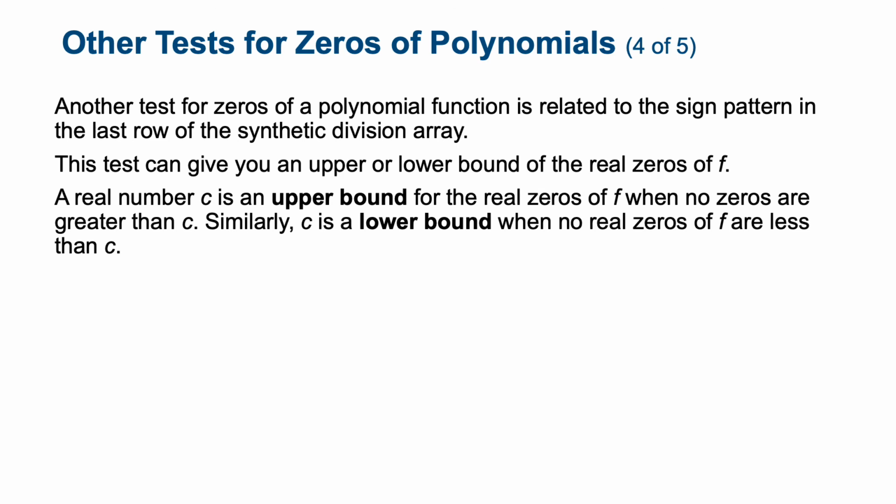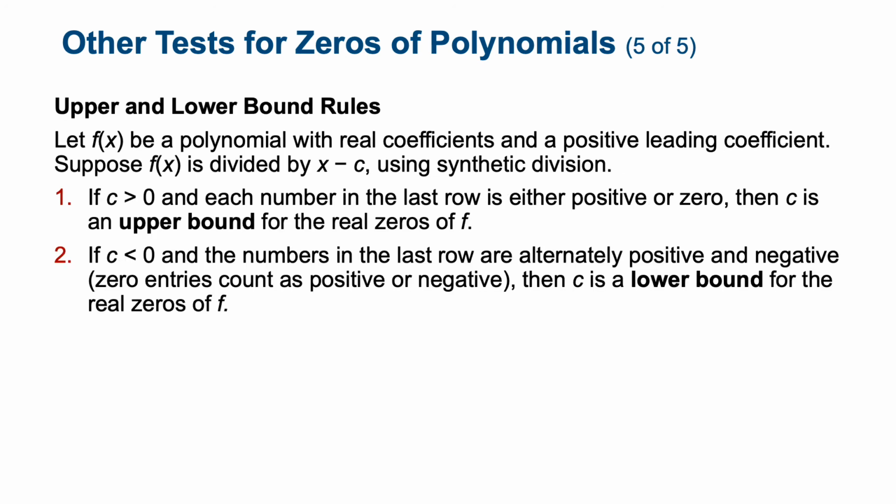Okay, and then we have this other test that has to do with the upper and lower bound. So basically, you can take a number. What is an upper bound for the real zeros? A number is an upper bound if there are no zeros that are greater than that number. And a lower bound would be where there are no real zeros less than that number. So how do we figure out the upper bound and lower bound?